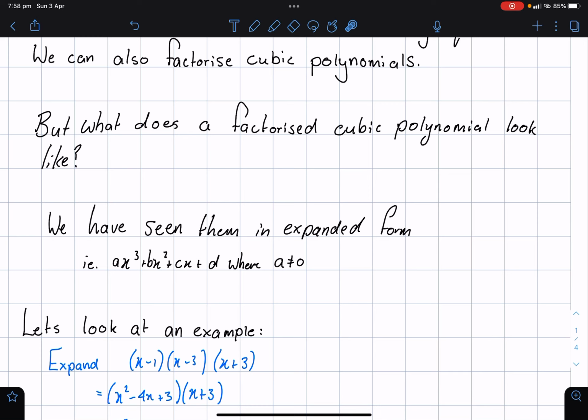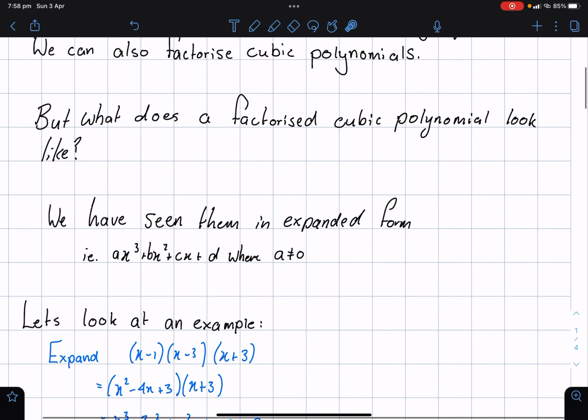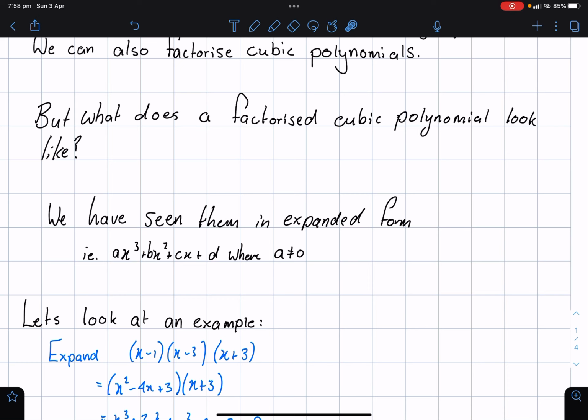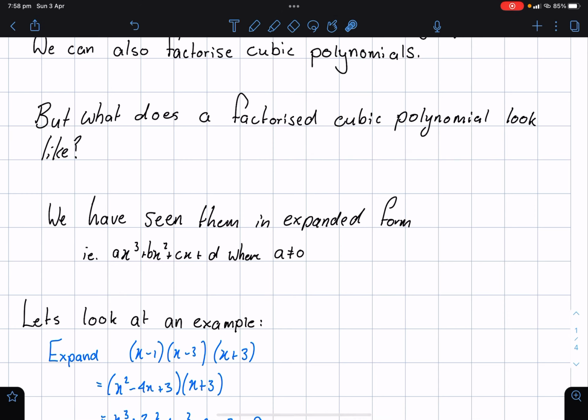You can use the FOIL method, or if it's a difference of perfect squares, you could use that. By the look of it, we need to use FOIL. So that's what I've done, and I've skipped a step. I've already collected my like terms of x. So x take away 1 multiplied by x take away 3 is equal to x squared take 4x plus 3, and then we've still got that linear factor of x plus 3 multiplied.